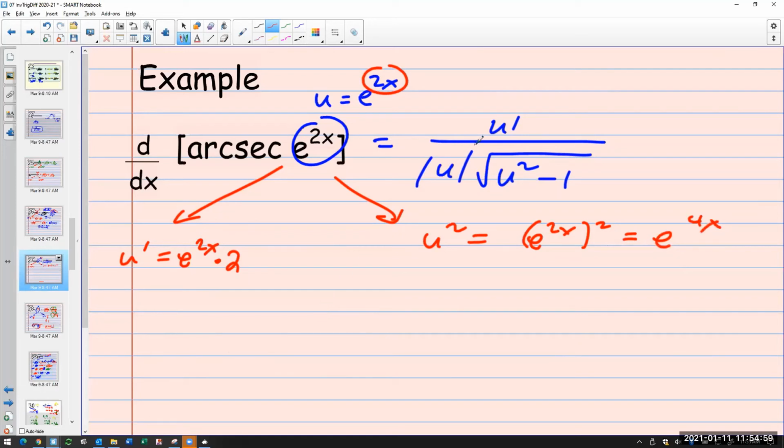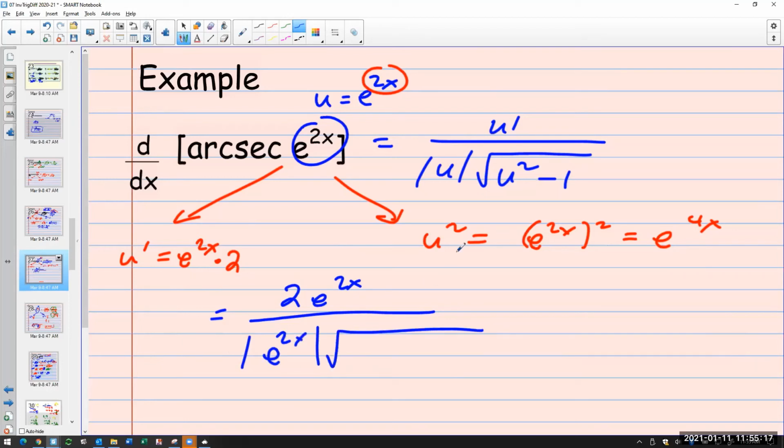All right, and then now it's just a substitution. I'm going to substitute into this u prime. So u prime is on top. So 2e to the 2x is on top. That's u prime. Absolute value of u. Well, I know what my u is. My u is e to the 2x. So I plug that in. The square root of u squared. Well, I figured out my u squared right here. It's e to the 4x. Did I do something wrong?